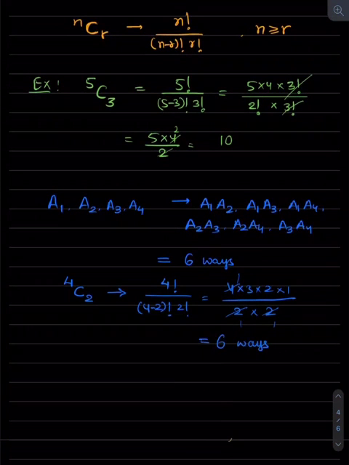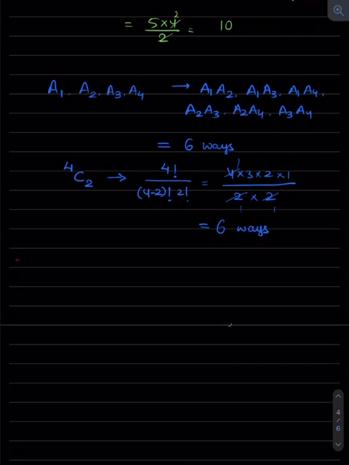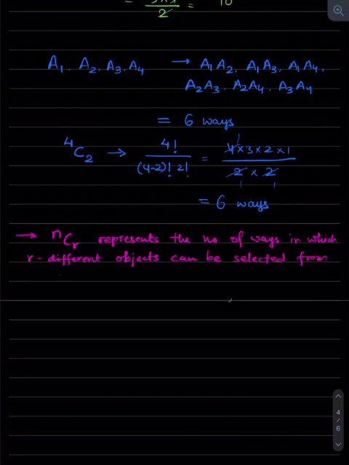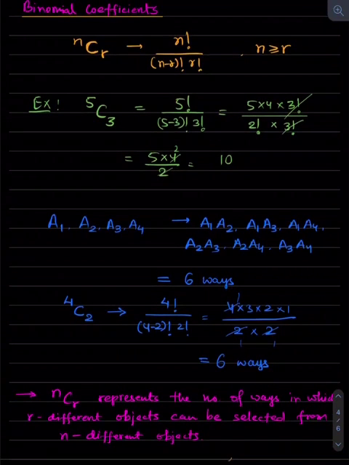If you want to write the definition, you can write it: nCr represents the number of ways in which r different objects can be selected from n different objects. Okay, I hope you got it.